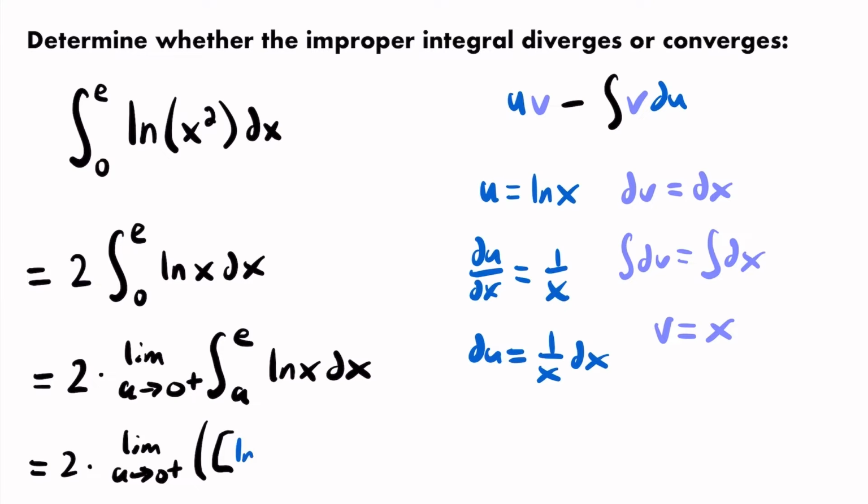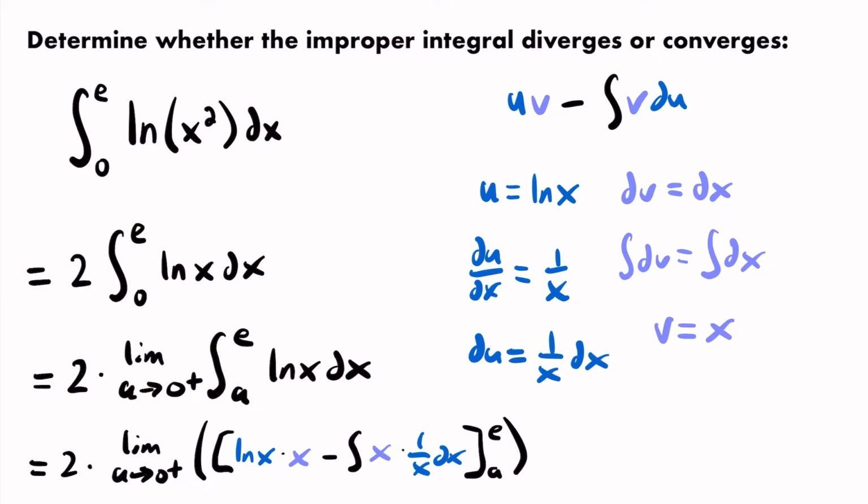So we have the natural log of x times x, and then we are subtracting the integral of v du, so we'll have x times 1 divided by x dx. All right, so we have x times 1 divided by x dx. And then all of that is going to be evaluated from a to e, okay? And then, of course, all of that is still contained within this limit. We are taking the limit of this entire expression because this is just this integral written in a different way, okay?